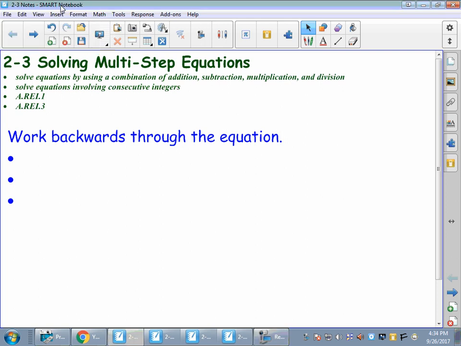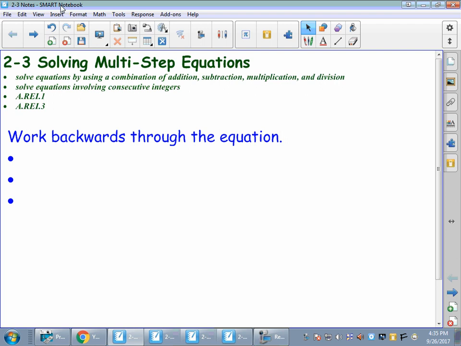These are your 2-3 notes on solving equations with multiple steps. So this time we're going to be solving with a combination of either having to add and then divide or multiply and subtract. So a combination of steps. In this section, I'm also going to introduce consecutive integers and how you solve equations using consecutive integers. Kind of a difficult concept for Algebra 1 students, but I think we'll be okay.